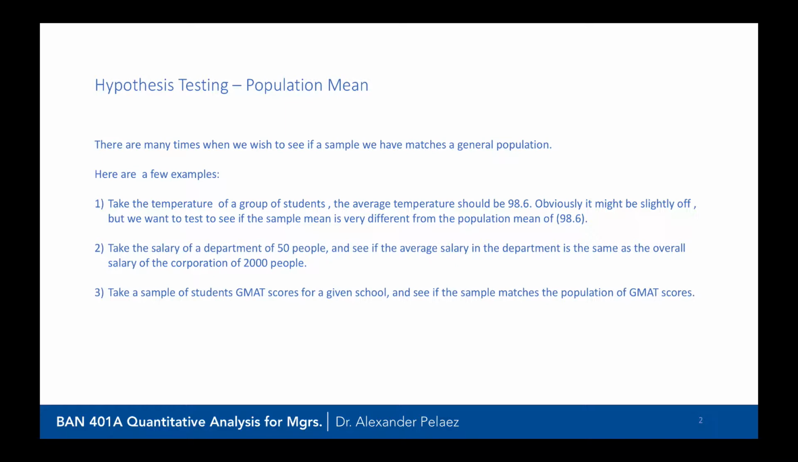So we're looking for, say, take the temperature of a group of students. The average temperature should be 98.6, and obviously it's going to be slightly off, but we want to test to see if this sample mean is different from the population mean.